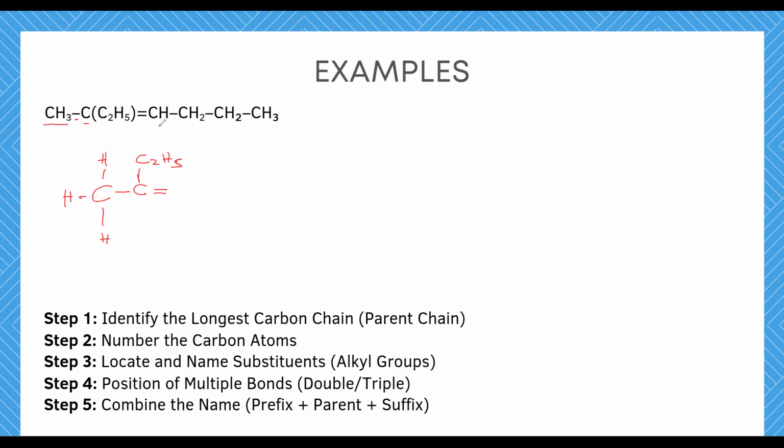Then what is next after the double bond? One carbon atom and one hydrogen atom. Thank you. One carbon atom and it has one hydrogen atom. What is next? A single bond. Good. Then one carbon atom and two hydrogen atoms. So here is the first hydrogen atom. Here is the second hydrogen atom. What is next? Another single bond with again one carbon atom and two hydrogen atoms.